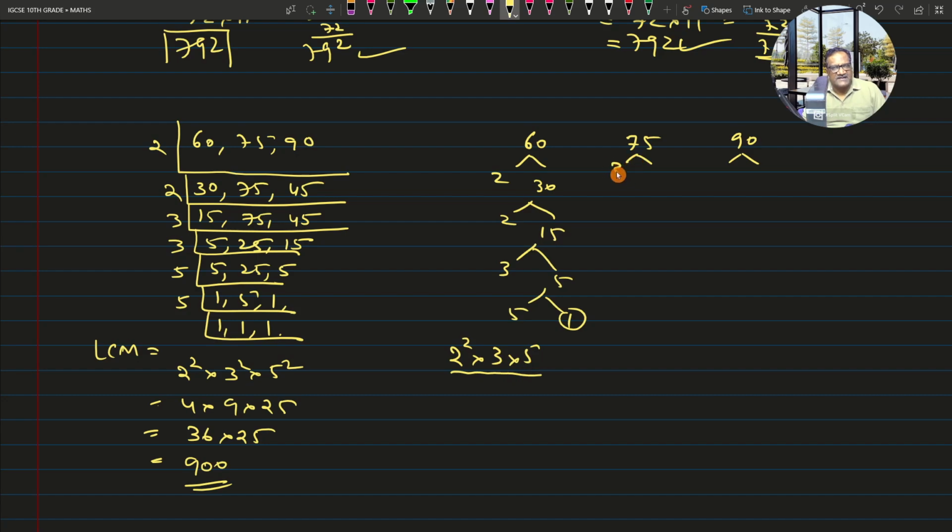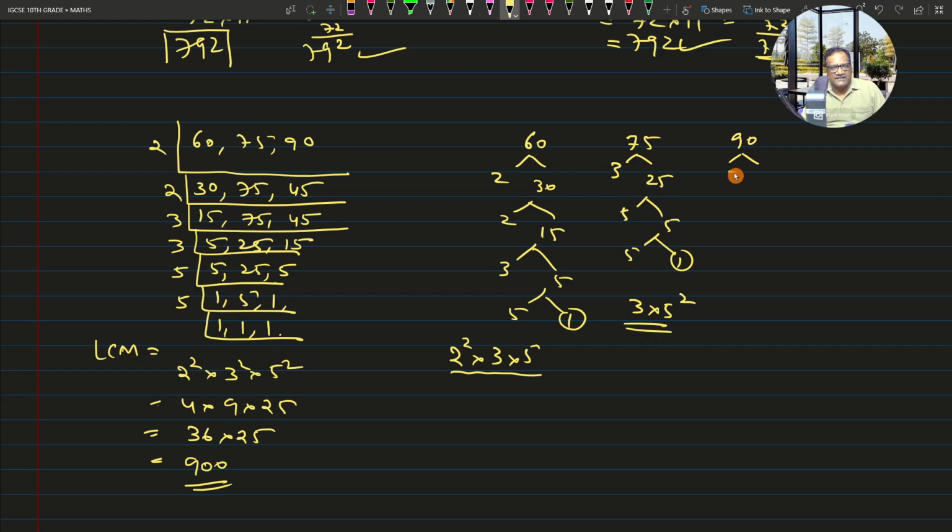Right. Now 75, it is not divisible by 2. So I'm starting with 3. 3 into 25 is 75. Then 3 doesn't go. 5. 5 into 5 is 25. Then 5 into 1. Okay. So you get a 1 over here. So this will be 3 into 5 raised to 2.